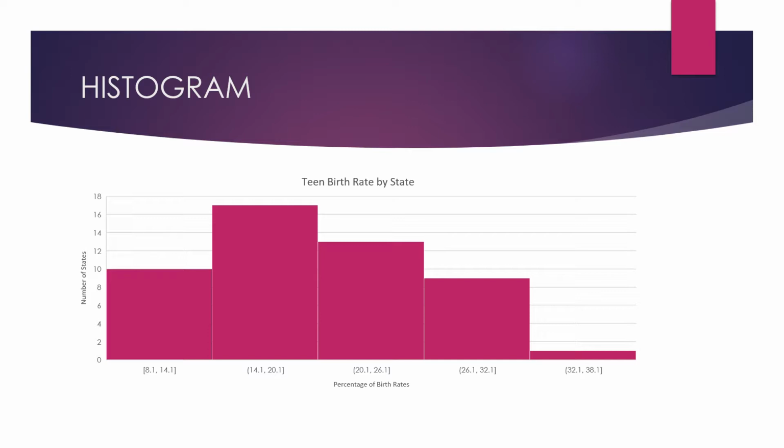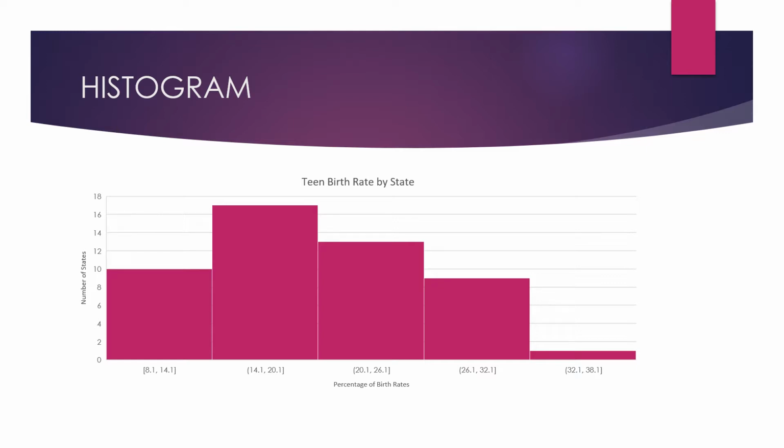On the bottom are the percentages. It chunked it up into 5 different groups, ranging from 8 to 14%, 14 to 20, 20 to 26, 26 to 32, and then 32 to 38. I added the title on this histogram because it didn't have one when I had originally made it. And then on the vertical axis, we have the number of states that fall into that percentage range. So pretty simple to read. It gets the point across.